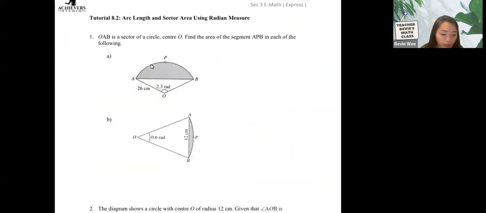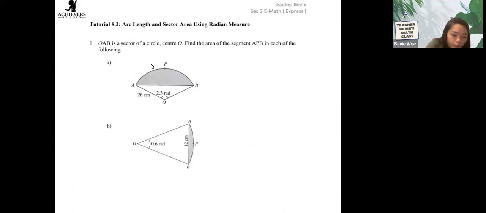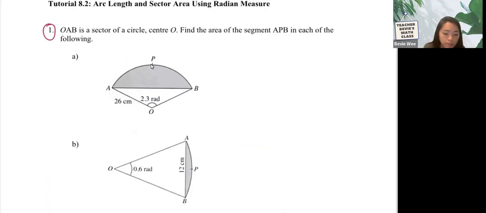Okay, come, let's jump on to our tutorial for our radian mode. We haven't done any, right? Okay, I'm gonna give you question 1AB for homework. That one is simple. You're just gonna help me find the area of the segment. Basically, it's just what we did earlier.